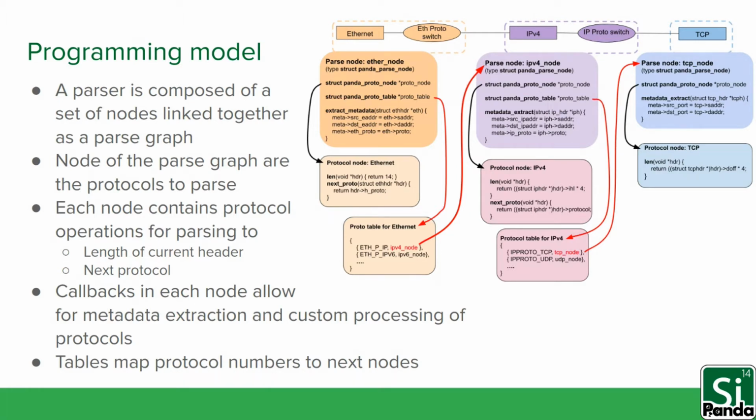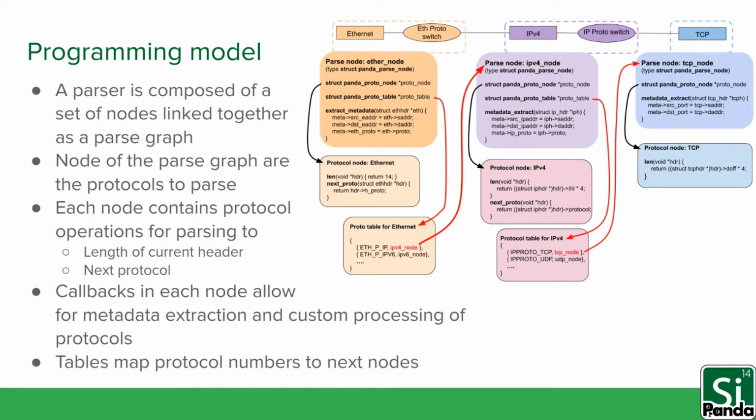There's really two operations that we're talking about here. One is the length of the current header. One is the next protocol. Given these two pieces of information, that's actually sufficient to parse nearly all the protocols that we've encountered. In addition to those operations, callbacks in each node allow for metadata extraction and the custom processing of protocols.